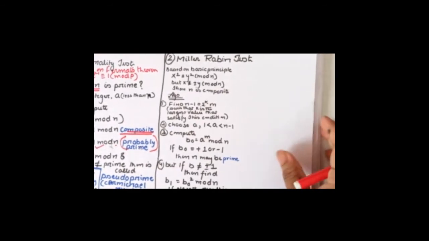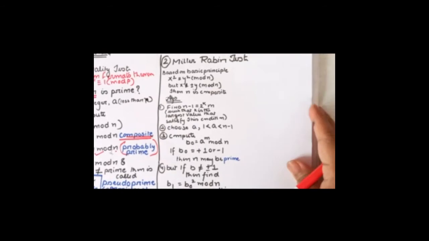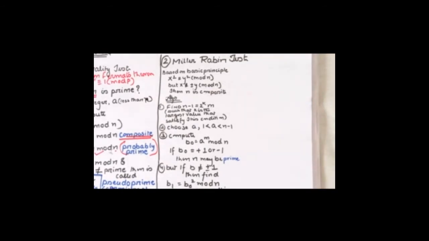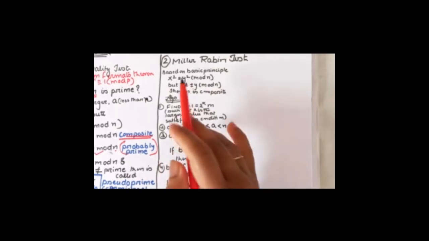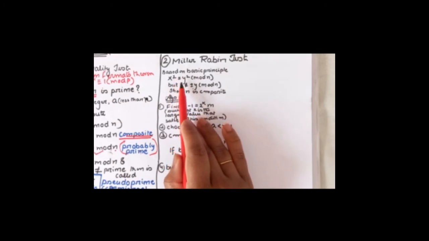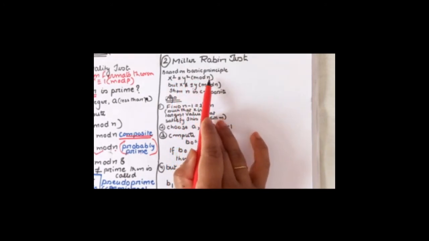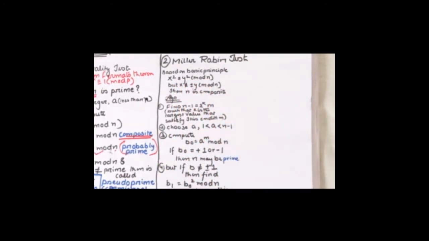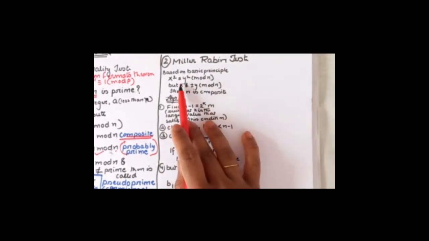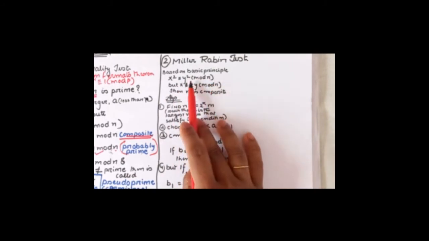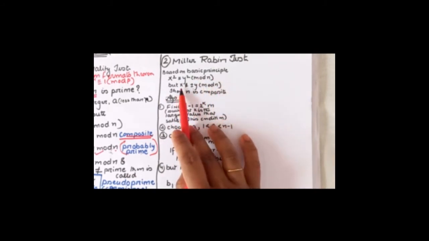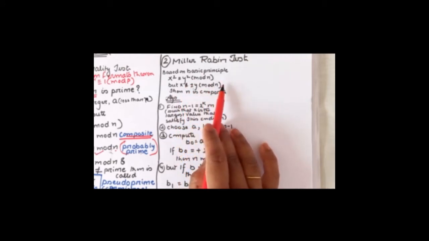Now I'll be discussing what the Miller-Rabin test is. The Miller-Rabin test is based on the basic principle which says x to the power 2 is congruent to y to the power 2 mod n. If you remember, I told you the properties of congruency, wherein I told you x to the power 2 is congruent to y to the power 2 mod n. But in this situation, x should not be congruent to y mod n.